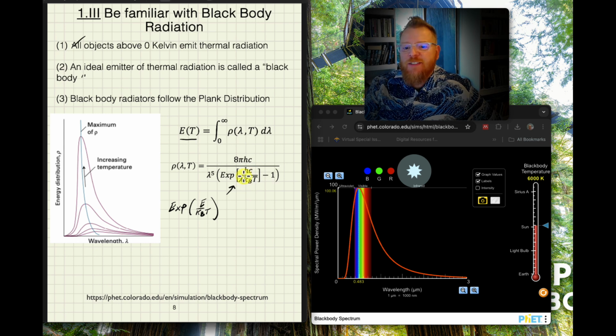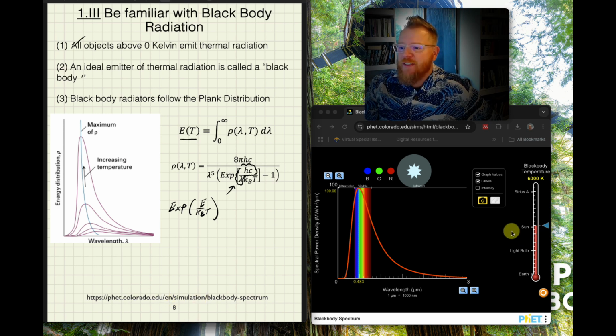Now if we inspect this really closely, you can see we've got exponential of hc over lambda divided by kBT. That hc over lambda is our energy. So this is following this Boltzmann distribution, or this population of states. To the right of me here, you can see I've got this really cool simulator that you can find with this link right here.